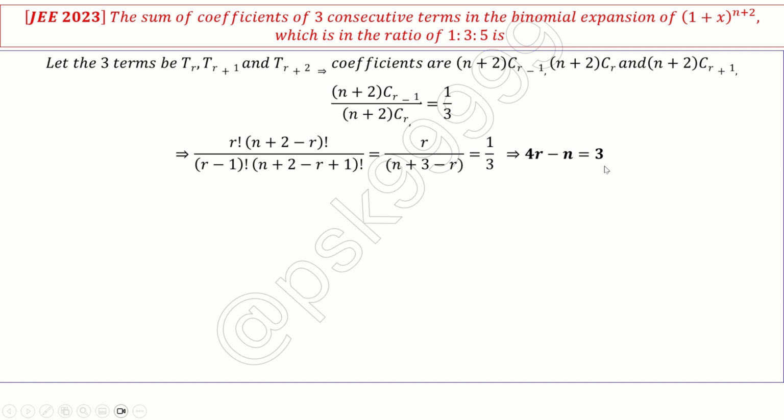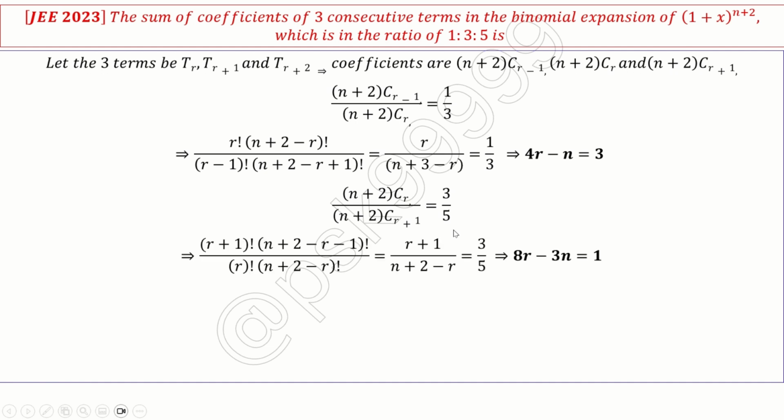Okay, this is my first equation. Now take the other two, the ratio n plus 2 C r to n plus 2 C r plus 1, which is equal to 3 by 5. In the same way you expand it, and you will be left with r plus 1 divided by n plus 2 minus r, which is 3 by 5, or 8r minus 3n equal to 1.